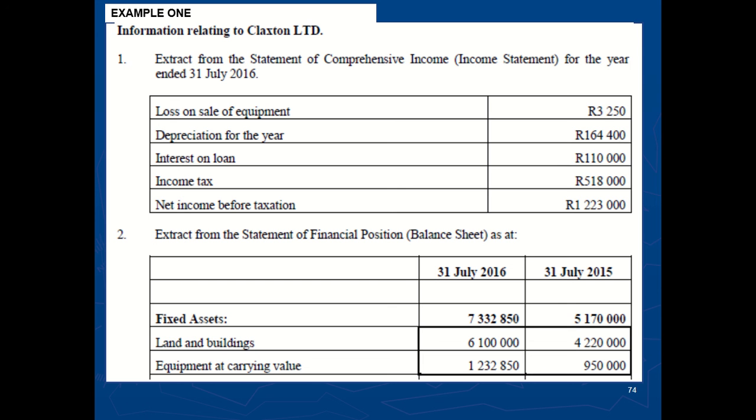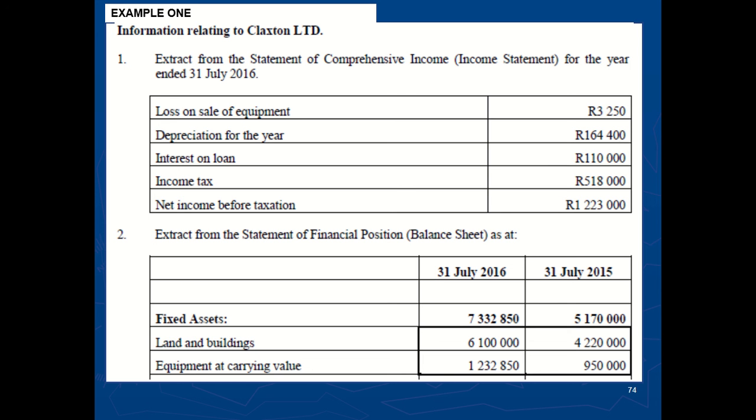If I take 6,100,000 and I minus 4,220,000, I get 1,880,000. It means that we bought more land or buildings, or we expanded our buildings. So basically, in this case, guys, we lost money worth 1,880,000. I haven't even started with the calculations yet, but you can actually tell that for your land and buildings, it has increased, meaning that it resulted in a cash outflow.